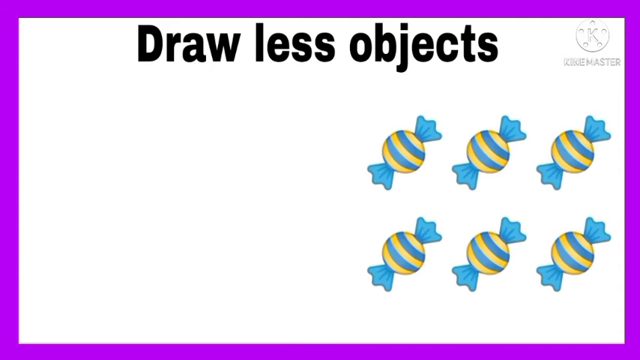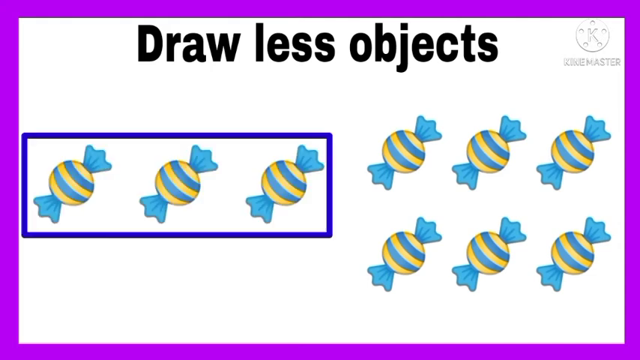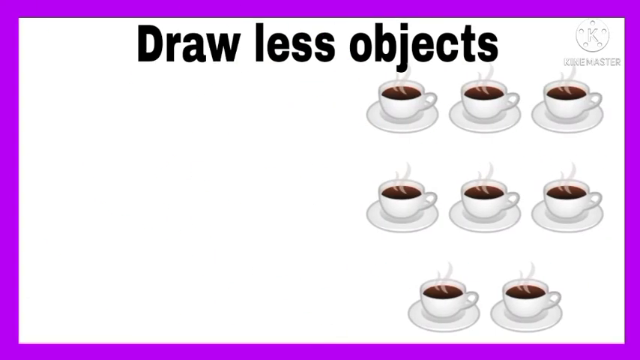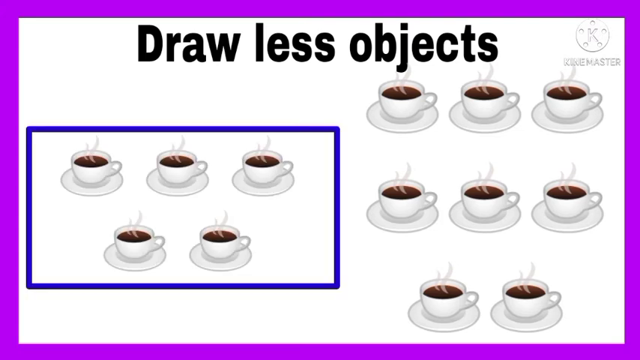Now we have to draw less objects. The candies are 6. We have to make less candies than 6. There are 8 cups of tea. We have to make less cups of tea.